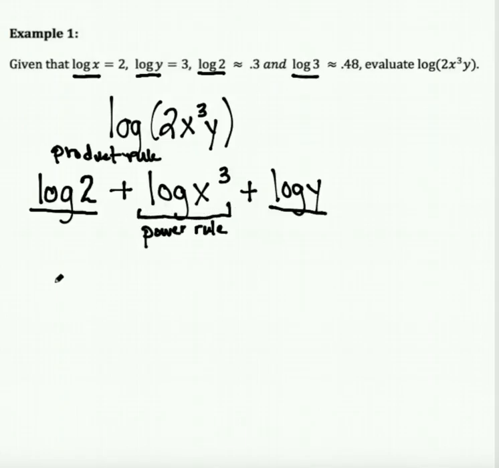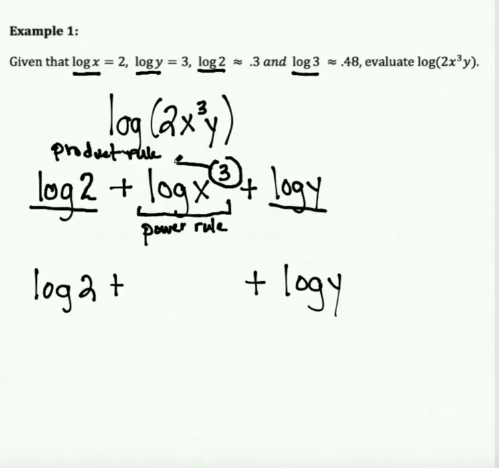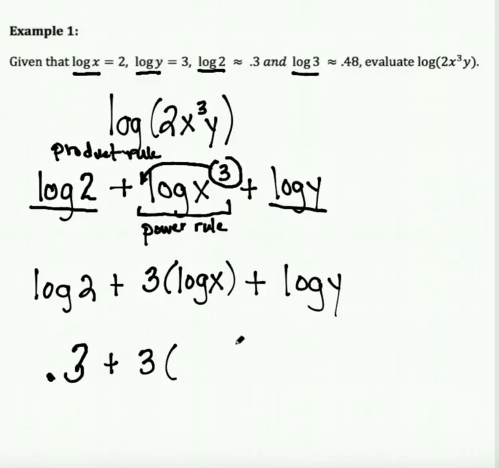So I'm going to rewrite what remains the same, log of 2 plus, and then the log of y over here. Now, in the middle, the power rule says if I have an exponent, I can take that exponent and pull it out in front. So now I'm going to have 3 times log of x. Okay, so now let's look at what we have. What is log of 2 equal to? Well, up there it tells us that log of 2 is equal to 0.3 plus 3 times log of x.